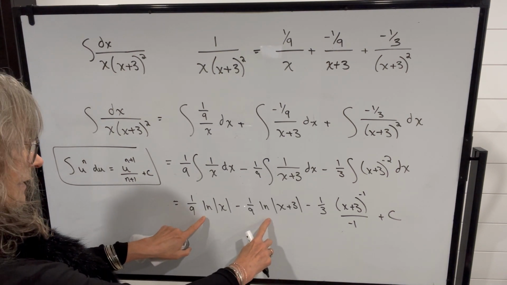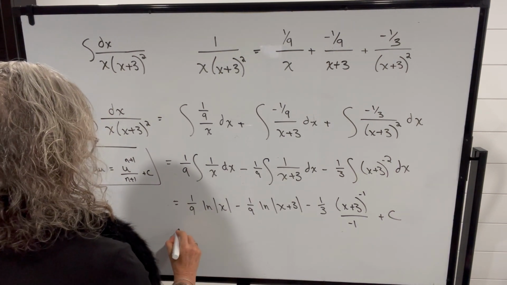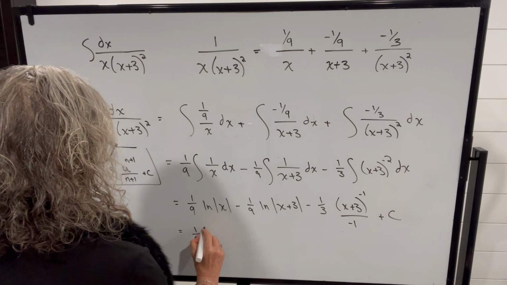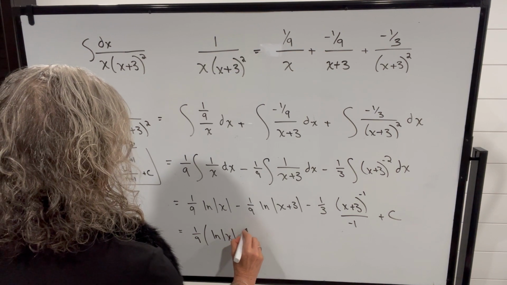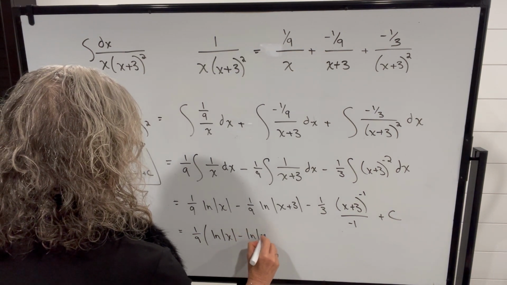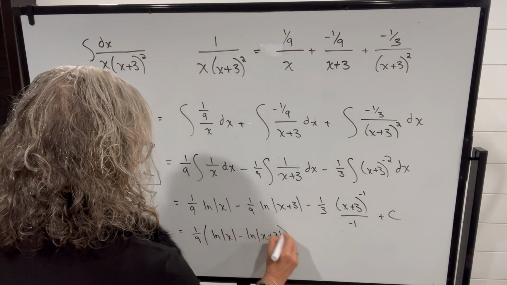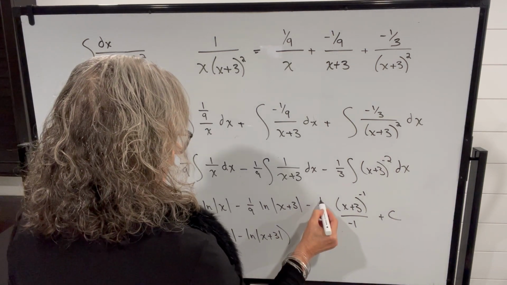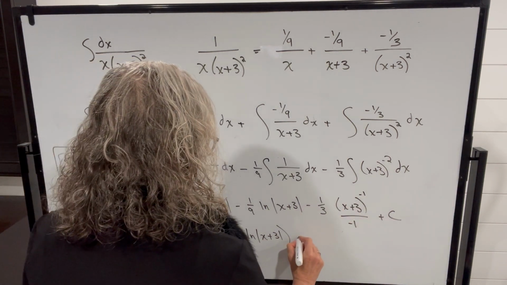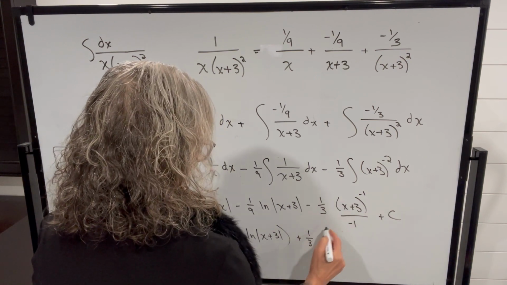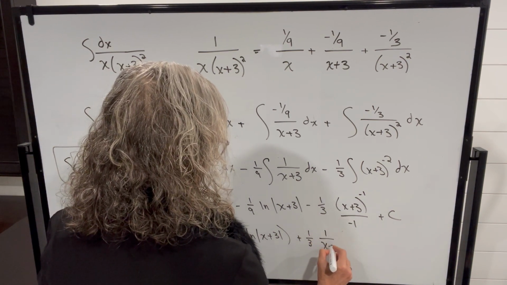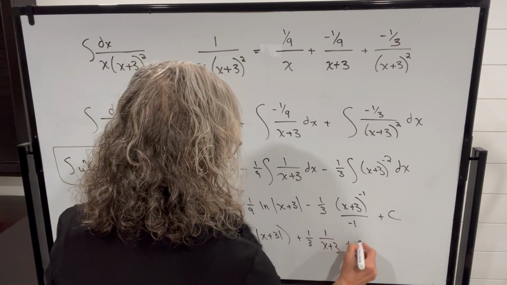Now let's clean this up a little bit. I can combine these two terms. Let's factor out a 1/9. So I'll have the natural log of the absolute value of x minus the natural log of the absolute value of x plus 3. Negative 1/3 divided by negative 1 becomes positive 1/3. And I can write that as 1 over x plus 3 to the power of 1.